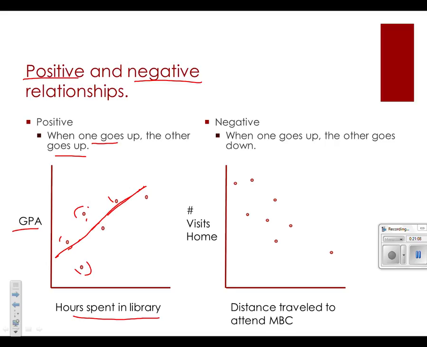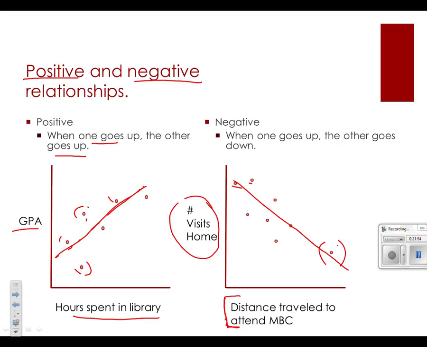A negative relationship is when the scores move in opposite directions. When one goes up, the other goes down. So let's say distance traveled to attend Mary Baldwin College, so the distance between your home and Mary Baldwin College, and the number of visits home that you make a semester. People who live very close may go home very frequently. People who live far away may go home much less frequently. So the data would tend to form a linear line sloping down. That's an example of a negative relationship.